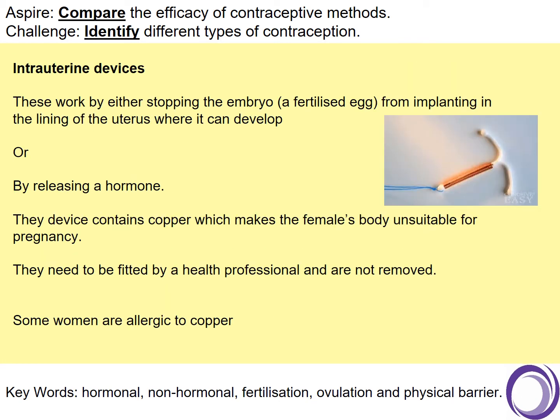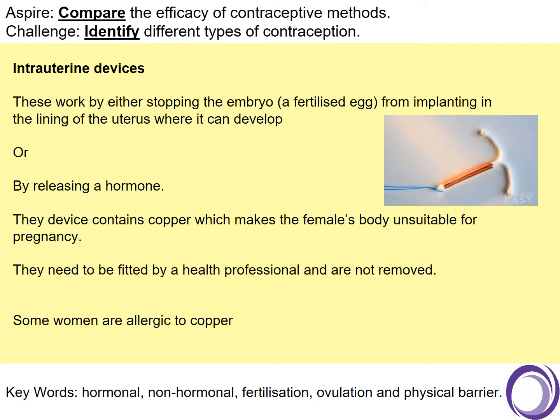Now, another method that we could use is an intrauterine device. How this works is by stopping the embryo or fertilized egg from actually implanting into the lining of the uterus where it could develop, or by releasing a hormone that stops that happening. So the device contains copper, which makes the female's body unsuitable for pregnancy. Again, they have to be fitted by a health professional, so you'd have to go to a family planning clinic or a doctor. And they're not removed in between sex. So this would stay permanently in the lady's body until she had it removed by a doctor or a health professional.